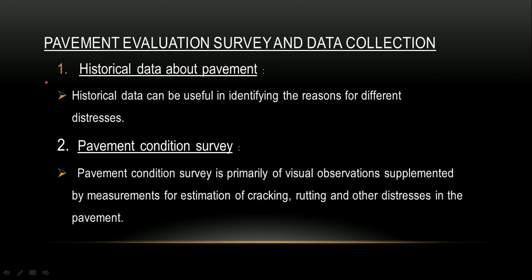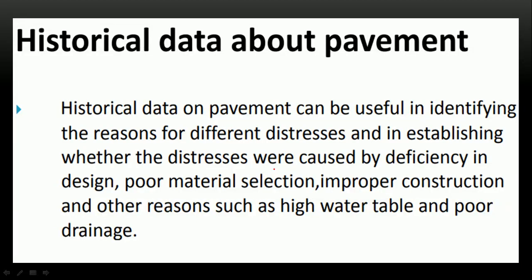And for pavement condition, by visual observation we are going to find out the status of the cracking, the rut formation and other distortions. If any undulations are present in the pavement surface, we are going to find out by this pavement condition survey. The historical data and pavement condition survey have to be conducted before conducting the falling weight deflectometer test.